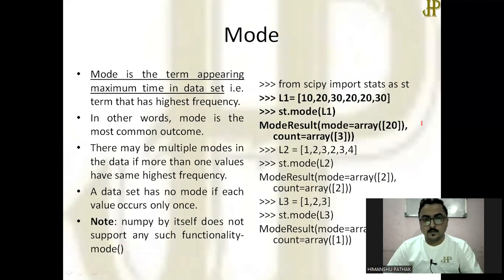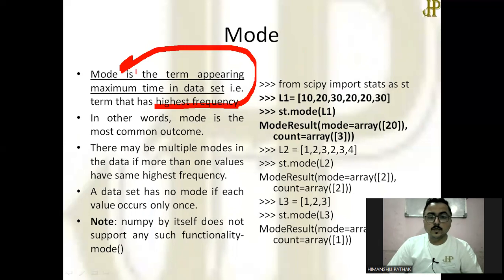Now the next one is mode. Mode is very easy. It is the term appearing the maximum number of times in a data set. That's it. There's nothing else to it. It means the term that has the highest frequency is known as mode. So here you can see that 10 comes out one time, 20 comes out 3 times, and 30 comes out 2 times. So the highest frequency is 20.